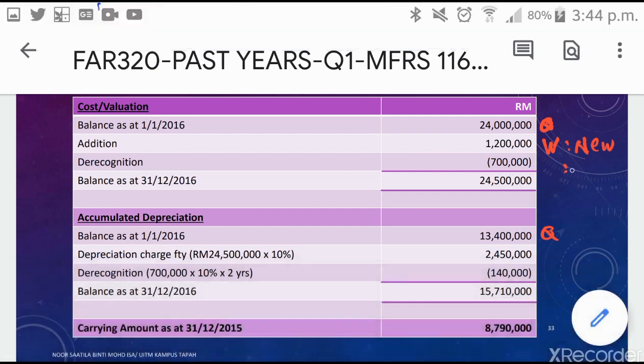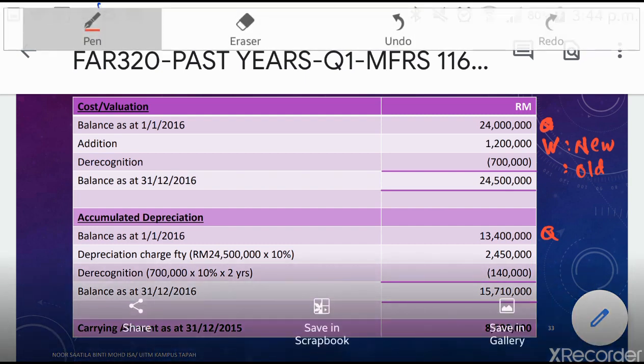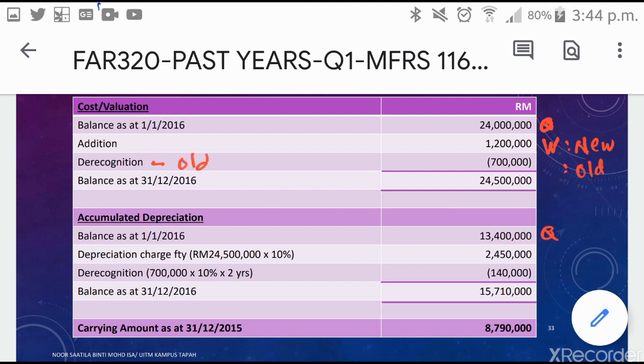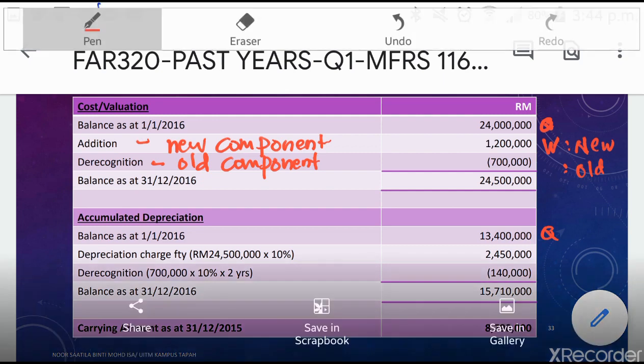So you buy a new one, so that one is to be included, the new component. The one which is being deducted there is the one that has to do with the old component. So this is the derecognition of the old component. I'm just putting some explanation. You don't have to do this in the answer. Addition is the one for the new component. So what you buy, you add. What you dispose, you will deduct. And you can see that at the end of the year, the cost is 24.5 million.